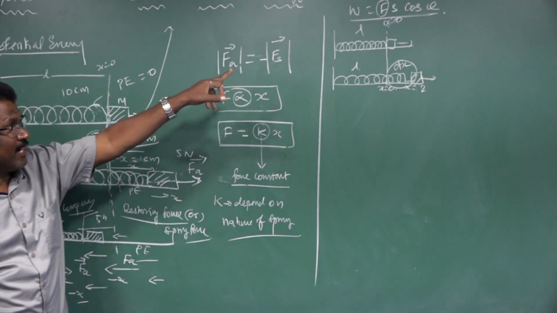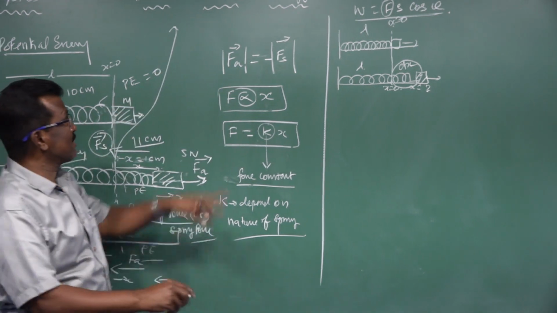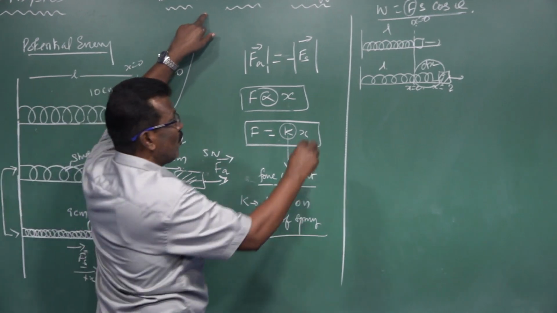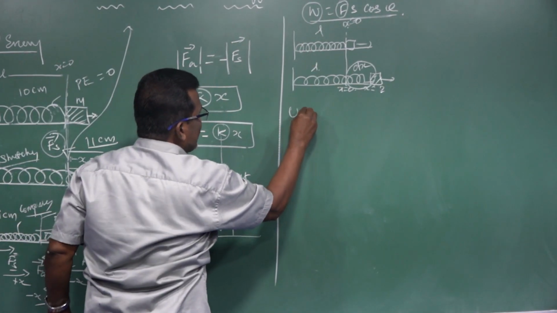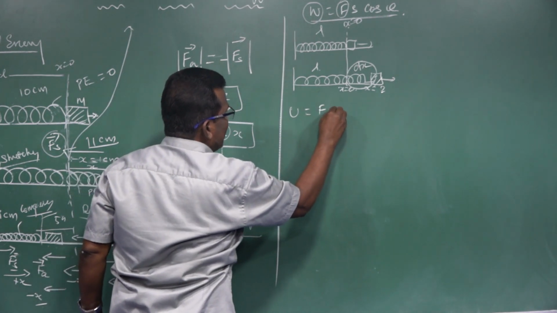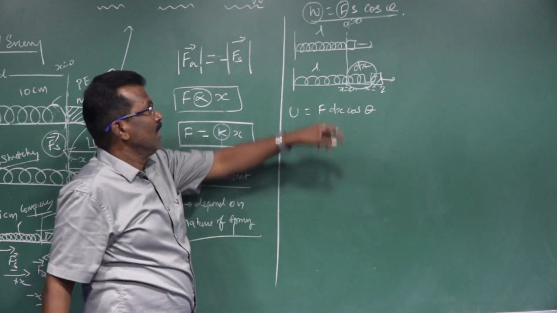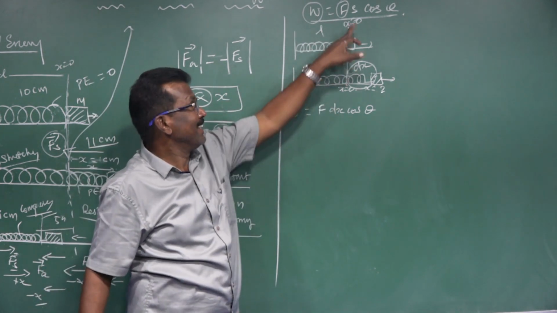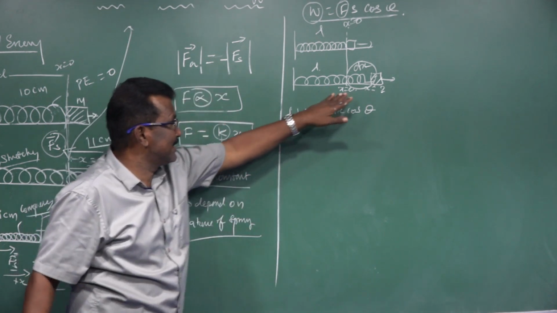So work is said to be done on the body. That work done is stored as energy. That energy is called potential energy. So W becomes U. U is equal to F dx cos theta. I am applying the force, and the displacement S is a dx change.